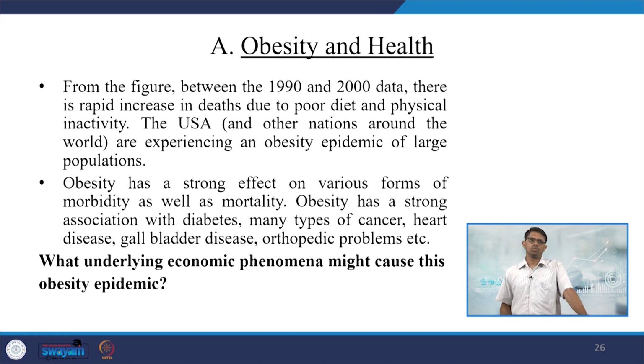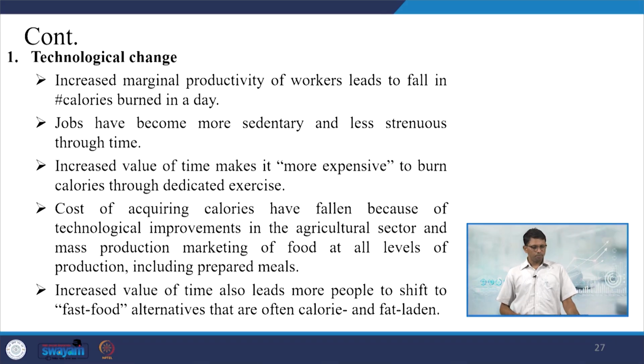And that may lead to mortality or morbidity. Obesity has a strong association with diabetes and many other morbid diseases such as cancer, heart disease, gallbladder disease etc. What underlying economic phenomena might cause this obesity epidemic is actually explained. Similarly, technological change is another important aspect of the production of health.